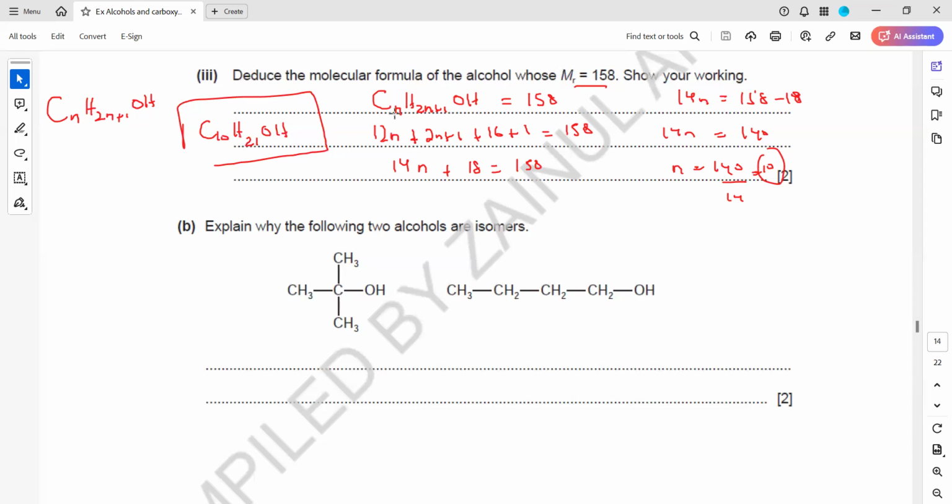Next, explain why the two alcohols are isomers. Why are the two compounds isomers? Because they have the same molecular formula but different structures. So they have the same molecular formula and different structures. That's why we call them isomers.